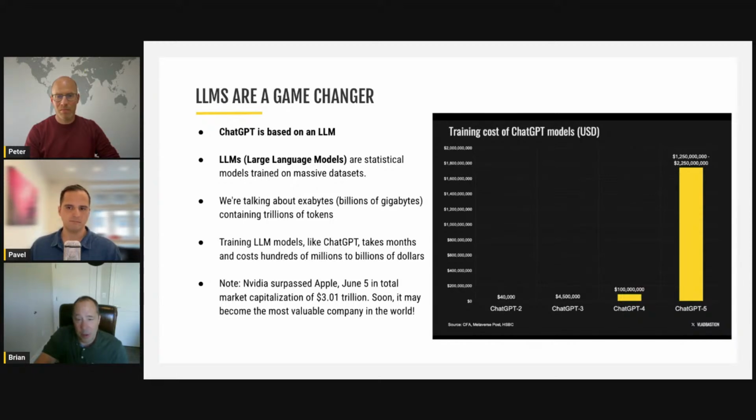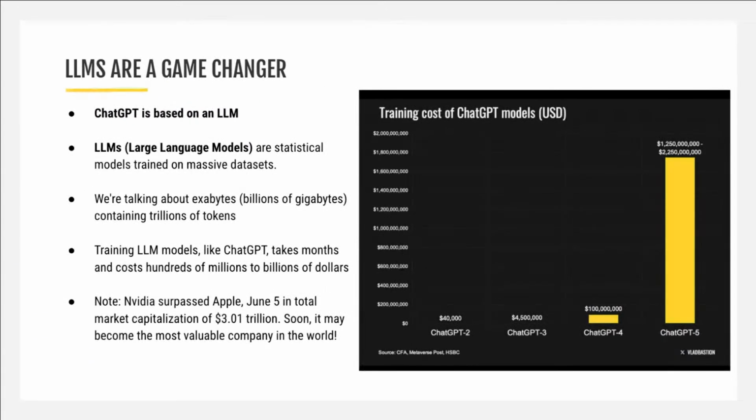These large language models are beyond massive, and they talk about the number of tokens that are in there. If you look at the graph to the right, you'll see ChatGPT 2 going to ChatGPT 5. They are absolutely massive in terms of the number of data points, exabytes, which I had to look up. It's billions of gigabytes. And you can see the cost of training these algorithms into the billions of dollars. Lots and lots of information from images, videos, and text are being used to fuel this industry.